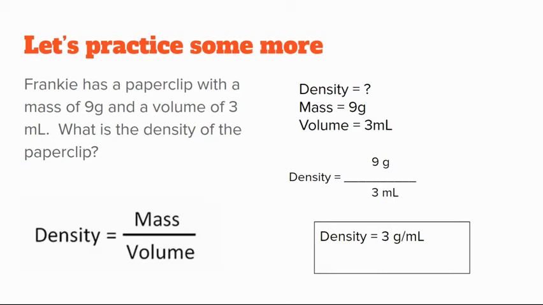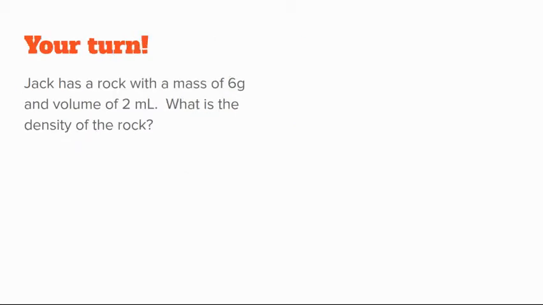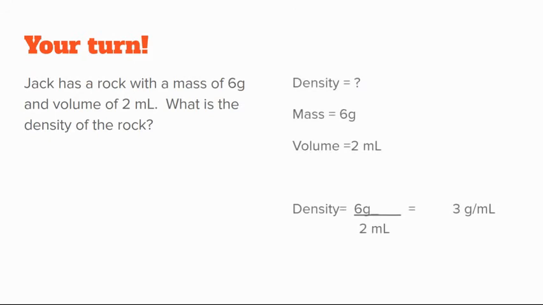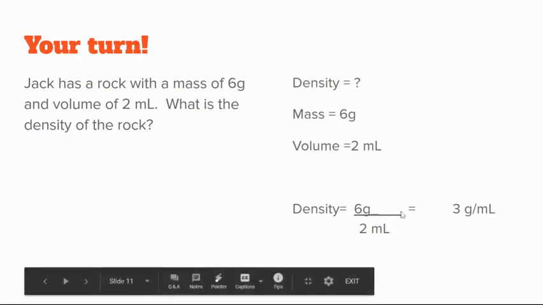So one more practice. Jack has a rock with a mass of 6 grams and a volume of 2 milliliters. What is the density of the rock? Well, I don't know density, but I know what the mass is and I know what the volume is. So I take my mass and my volume. My mass is on top, volume is underneath. So 6 divided by 2 gives me 3.